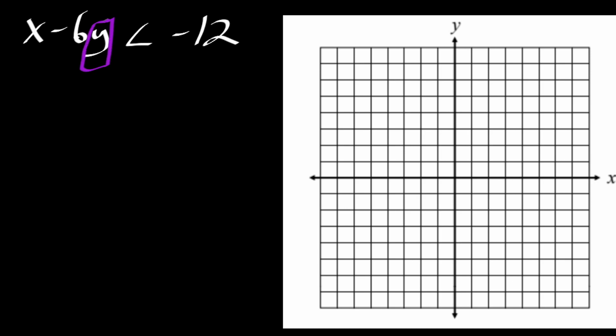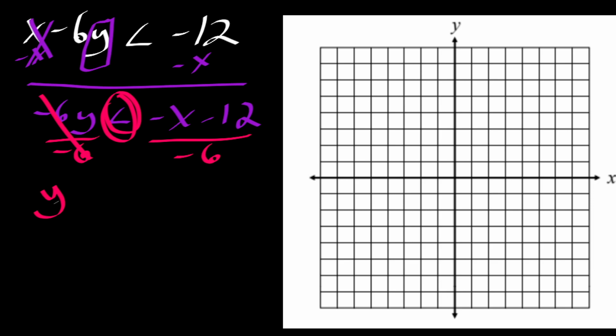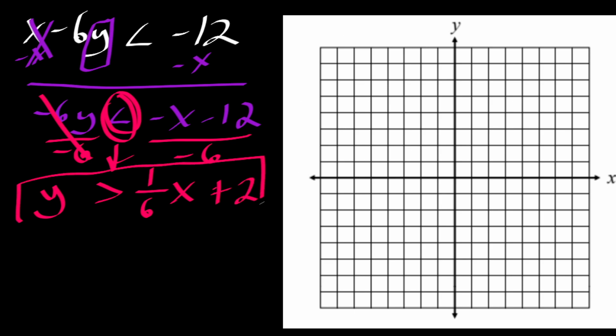I need to isolate y, which means I need to subtract x, then negative 6y is going to be less than negative x minus 12. But notice, I'm going to have to divide by negative 6. And remember, there's a special rule that says if I divide or multiply by a negative, this inequality symbol is going to flip. So this actually becomes greater than, and then this would become plus 2. So now here's our equation, or I guess it would be an inequality.